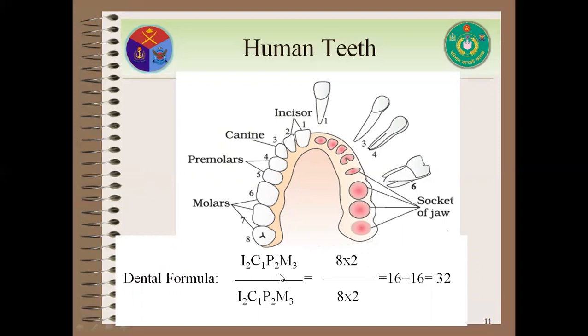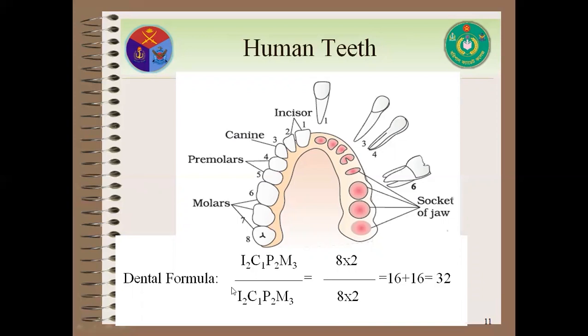It is the half portion of the upper jaw. So the full upper jaw has 8 into 2 equal to 16 teeth, and the lower jaw also has 16 teeth. So the total number is 32. This is the dental formula of human teeth. The definition is: the total number of teeth expressed through symbols is called the dental formula.